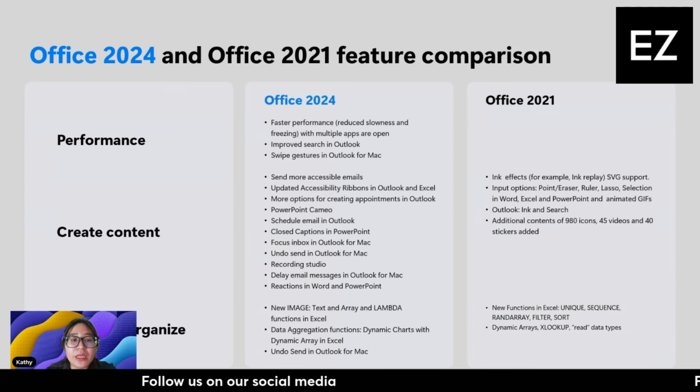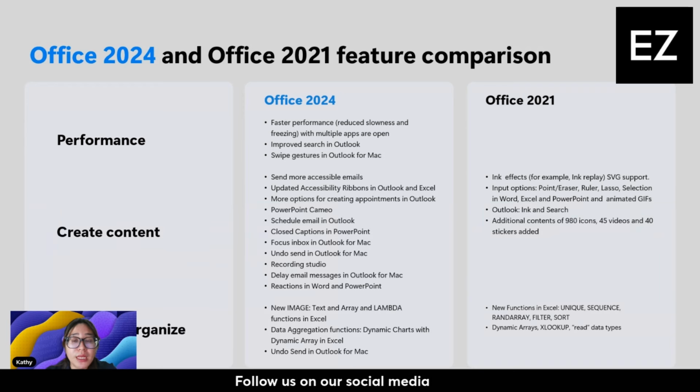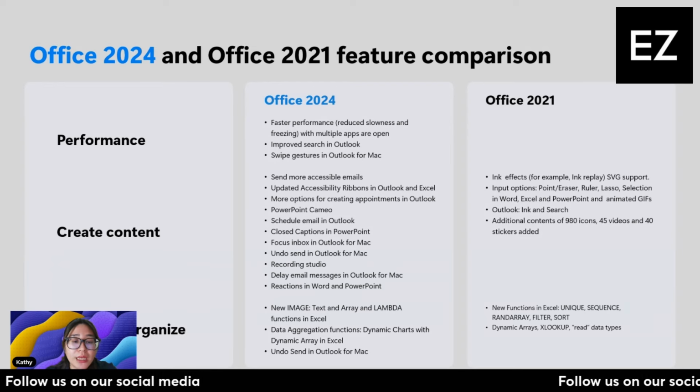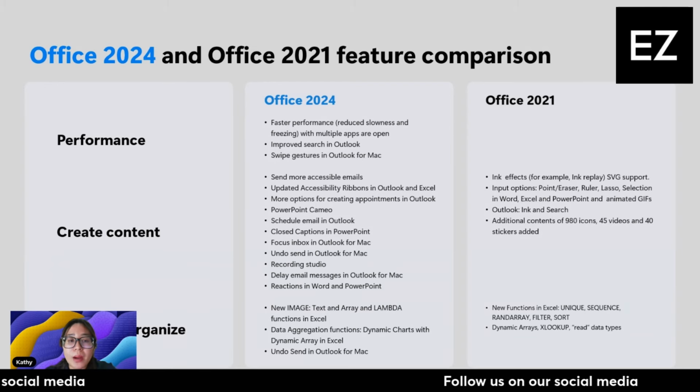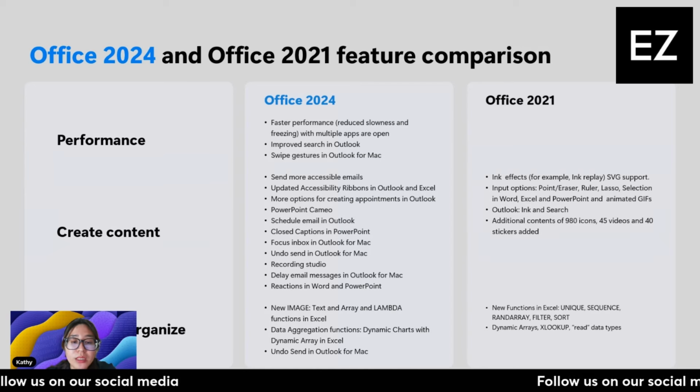For example, the updated accessibility ribbon in your Outlook and Excel. You will also be able to see the accessibility ribbon in your Word and PowerPoint. You will also see Cameo in PowerPoint. You can also record your presentation in PowerPoint. Okay, you can also have your closed captions and many, many more.